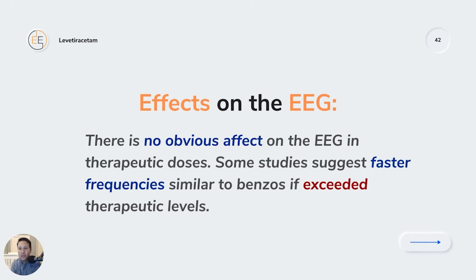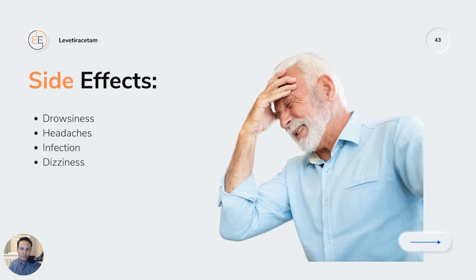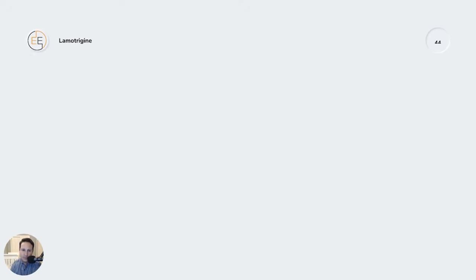So as I said in the video, levetiracetam doesn't really affect the EEG in therapeutic doses. However, there are studies that suggest that Keppra can produce faster frequencies similar to benzos if therapeutic levels have been exceeded. So the literature on Keppra is fairly consistent, and most report drowsiness in about 15% of clients. Headaches came out to about 14%, followed closely by infection at 13%, and 9% reported complaints of dizziness. This poor fellow right there.